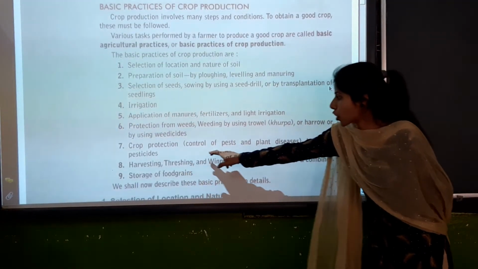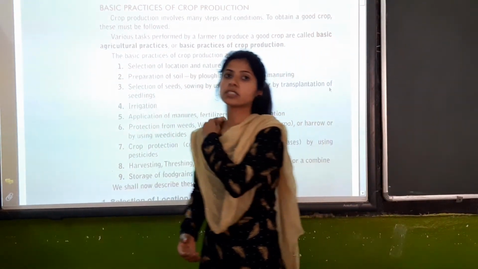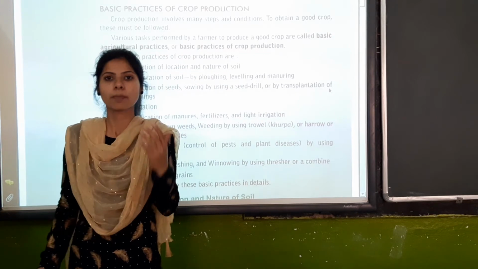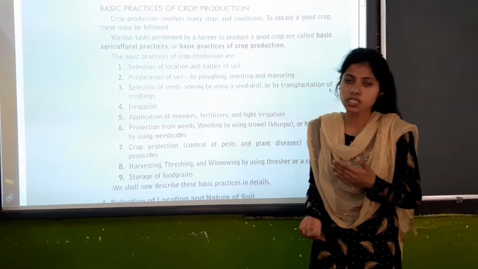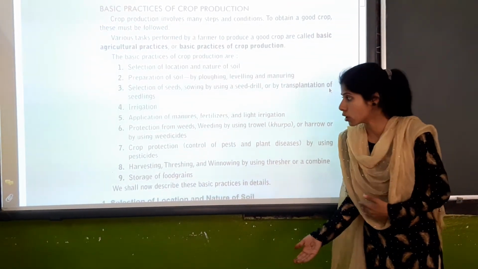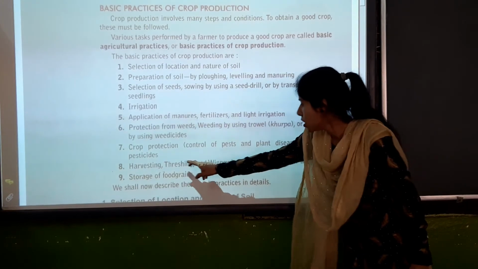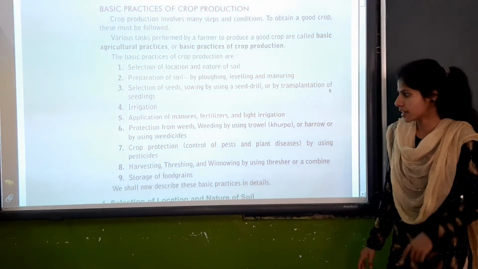Now, after that, crop protection. According to the change in the temperature, as we have studied earlier about Rabi crops and Kharif crops, according to the change in the seasons, it will destroy the agriculture, it will destroy the farming also. So for that protection, we have to use pesticides and insecticides.